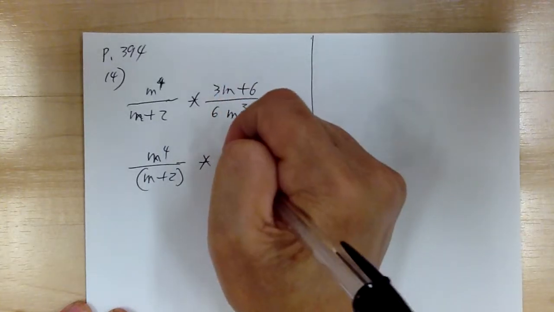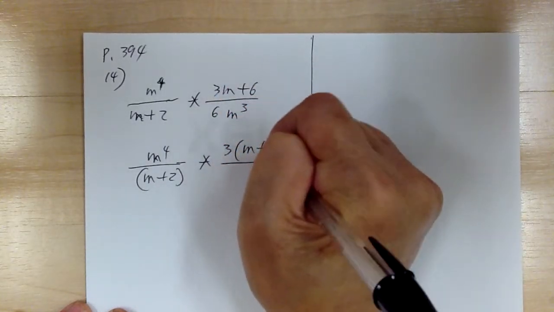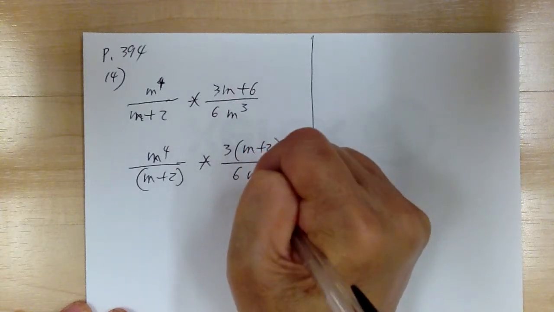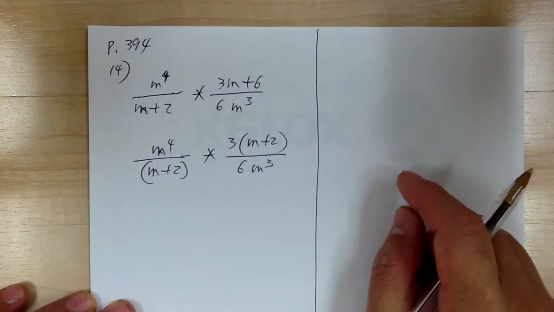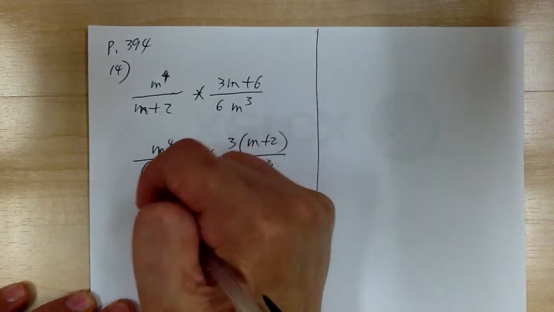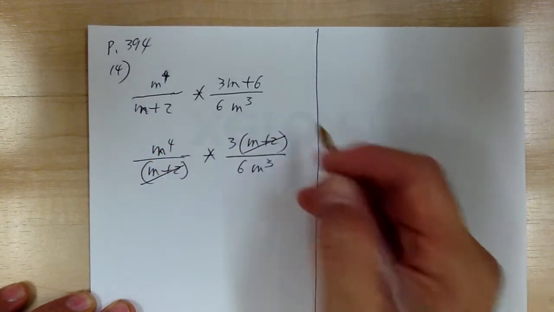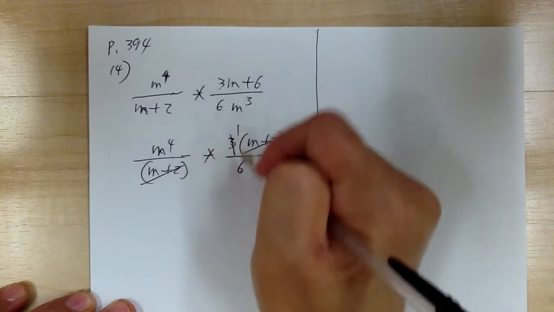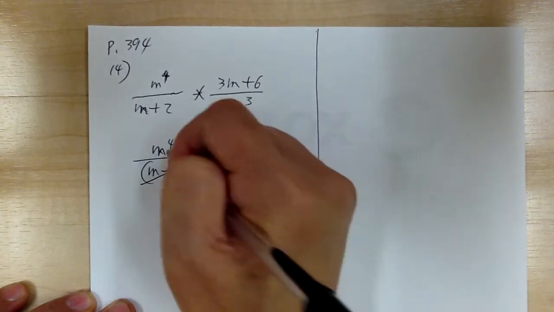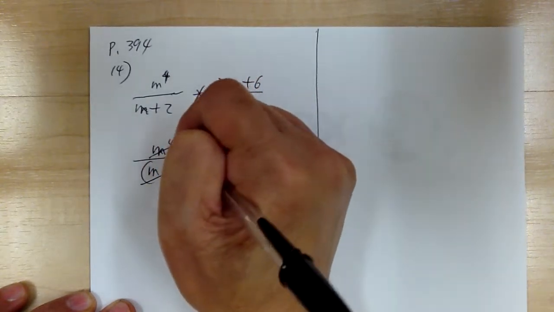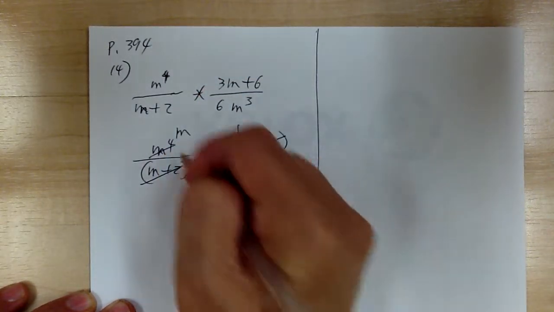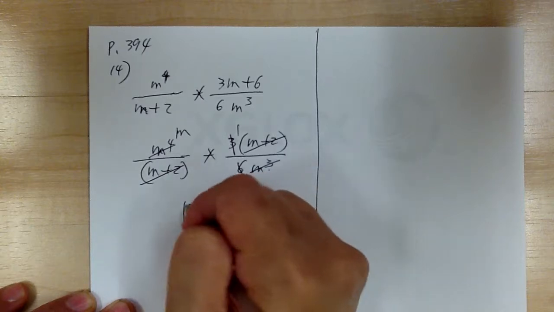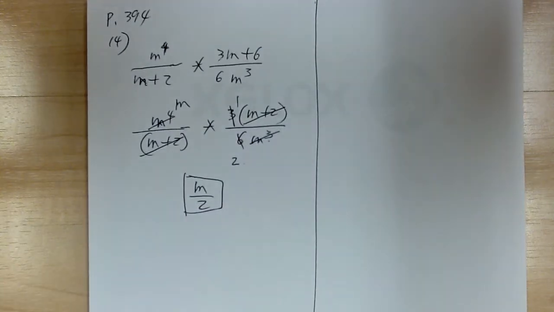This one you can factor out the 3, and down here you cannot factor. Okay. So again, when you see addition, subtraction, you have to think about factoring. So you got m plus 2, so this will cancel out. 3 and 6 you can divide by 3. m cubed, m to the 4, you can divide by m cubed, so you get m left over on the top. So you have m over 2, right? m over 2, and that's it for your number 14.